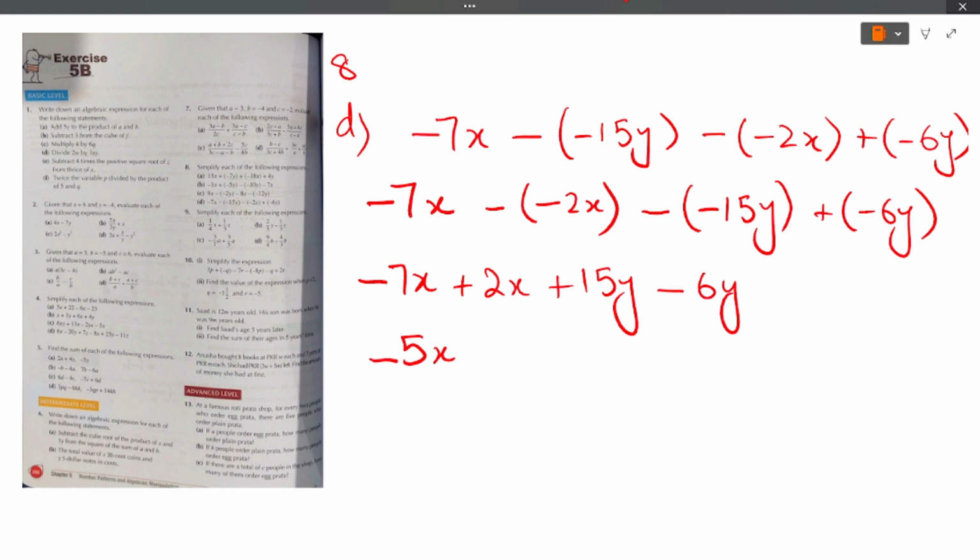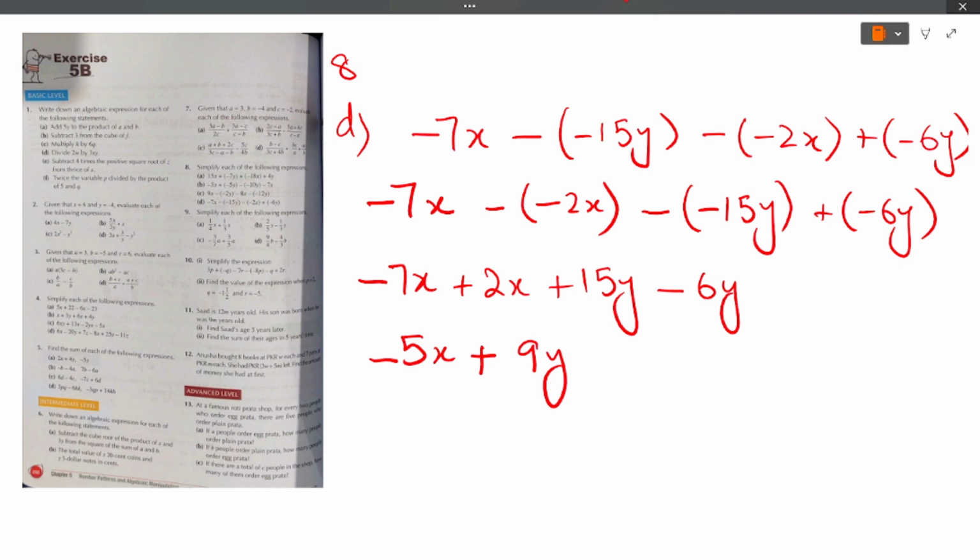So now what do I have to do here? What should be the sign? So what will be the sign here? Operation. Plus. What will be the answer? 15y minus 6y will be what? 9y.